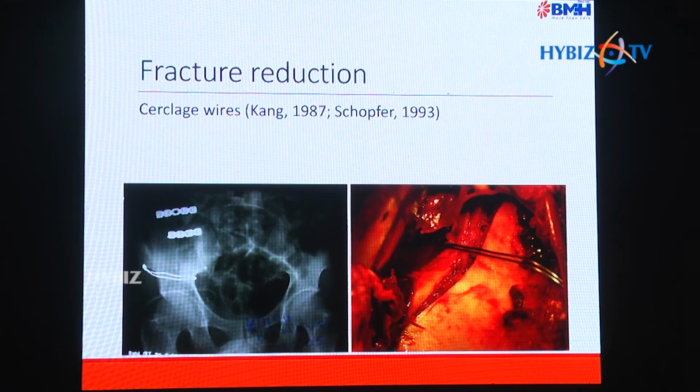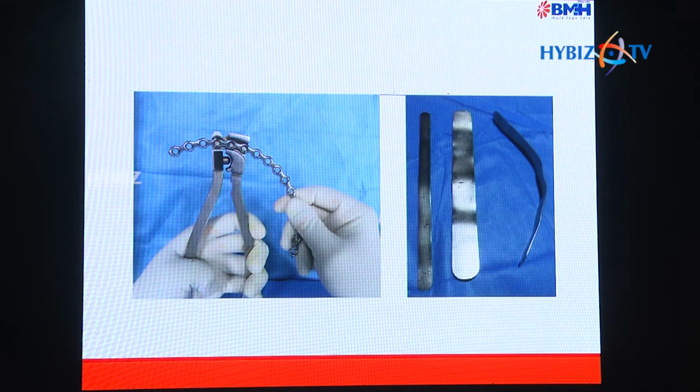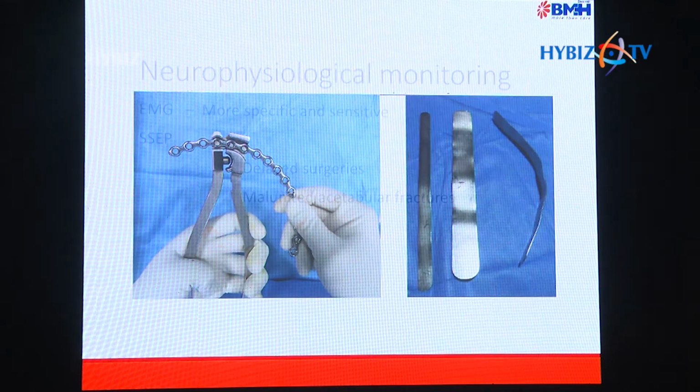Cerclage wires are sometimes very useful in high anterior column fractures, passing through the greater sciatic notch and coming below the anterior spine. We can sometimes get a good reduction. Plate benders: without a plate bender, we cannot do acetabular surgery. It is a very important instrument for acetabular surgery. And malleable retractors are very useful, especially when you are doing the anterior approach, for retracting the iliac vessels.